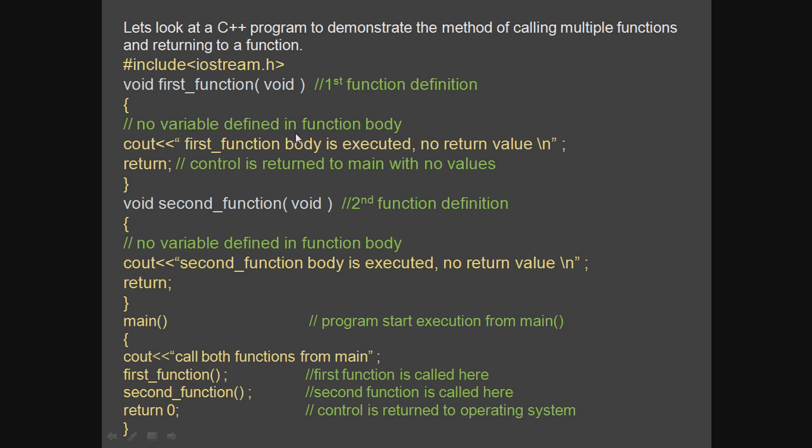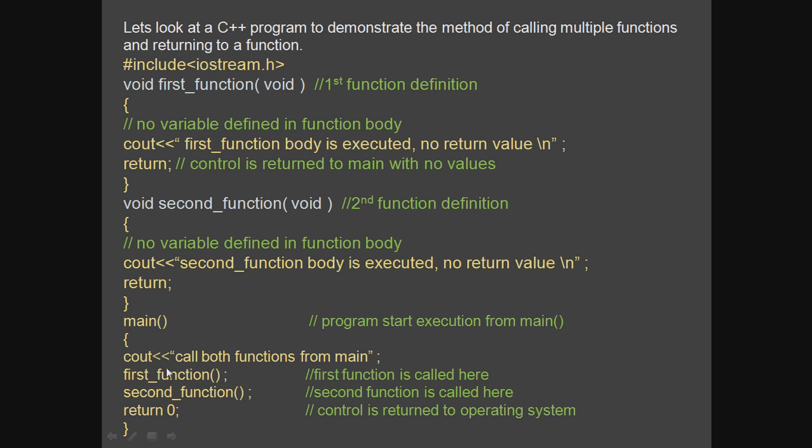Okay, so to demonstrate the method of calling multiple functions and returning to a function, here the program starts execution from the main function. So the compiler will execute what is within these opening and closing braces. So here in the main function you can see the cout statement, a prompt, then calls of both the functions from main. So the main function is responsible for calling these two programs, clear, this program and this program. So the calling function has to be written in the main function. So this signifies the calling function.